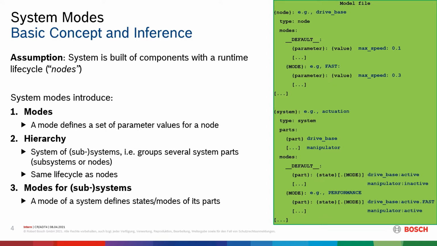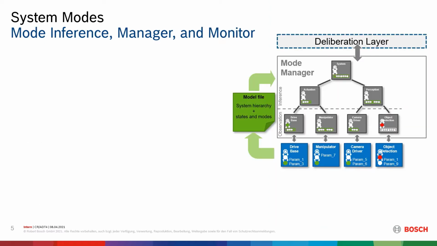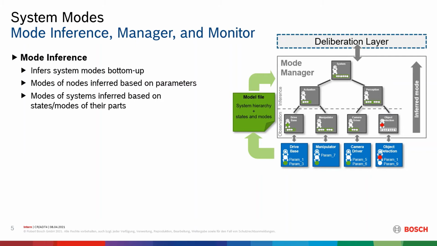In the performance mode, the drive base node would be in its fast mode that we specified above, and the manipulator is active. The main part of the system modes concept is the mode inference. That is, we can, based on this model, infer the system modes bottom up, as illustrated on the right side. Blue boxes indicate nodes, so actually running software entities of your system. Gray boxes indicate the inferred system modes model that is maintained at runtime.